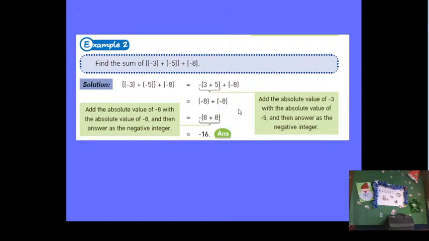Now let's say we have to find the sum of -3 plus -5 plus -8. If we have this question, we will do it in 2 steps. First, we will do these two: -3 plus -5, it is -8. Next, plus the same sign, and here -8. Now we already have -8 plus -8, it is -16. So step 1 is this one, step 2 is this one, right?